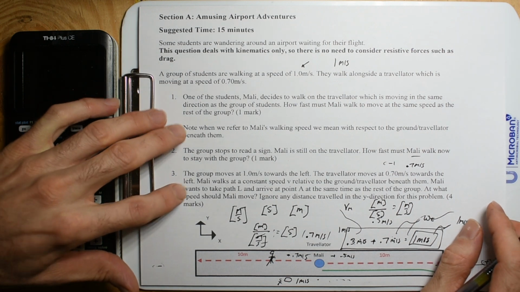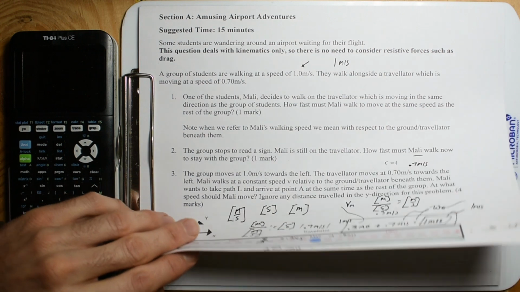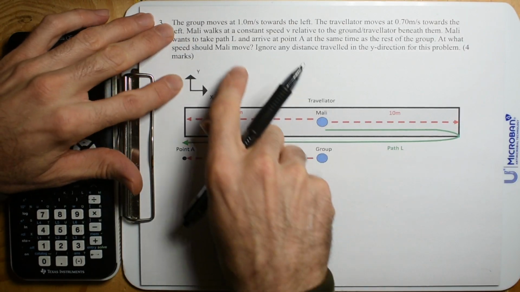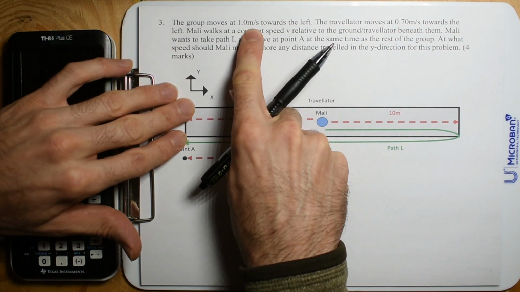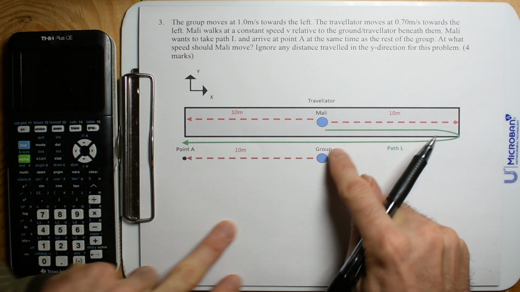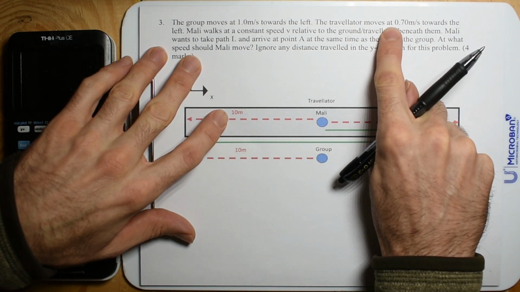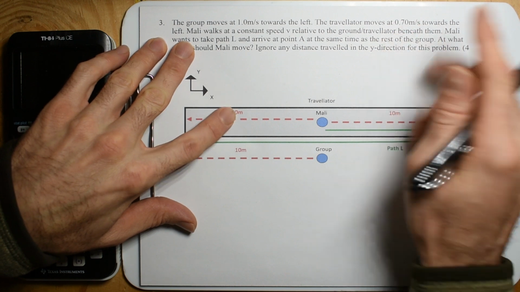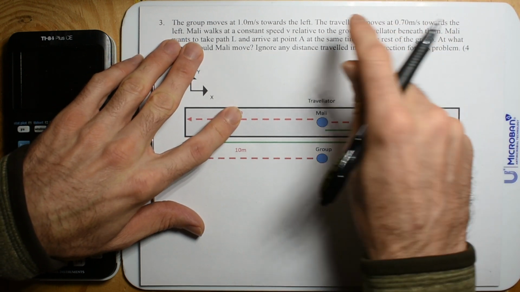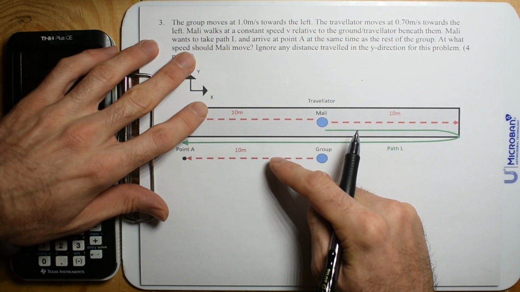Okay, so now we're going to move on to the actual meat of this problem. We have problem number 3. There's going to be 4 problems to this. Problem number 3 says the group moves with 1 meter per second towards the left. The travelator in this problem also moves to the left. And the travelator moves at that 0.7. The group moves to the left at 1 meter per second.